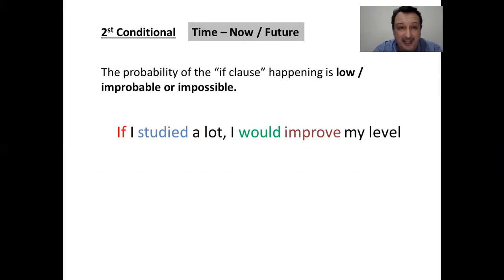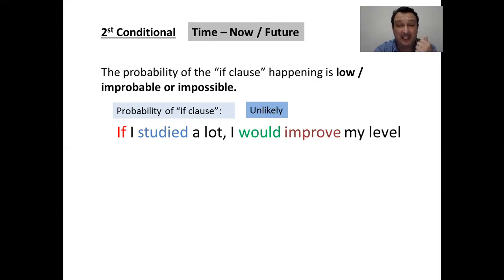Now, in this case, I'm saying if I studied a lot. What's the probability of me studying a lot? Well, in this case, it's quite unlikely. It's low, it's improbable. It could even be impossible. In the last example, I said if I study a lot. If I study means I think I'm going to study. In this case, I think the chances of me studying are very low.